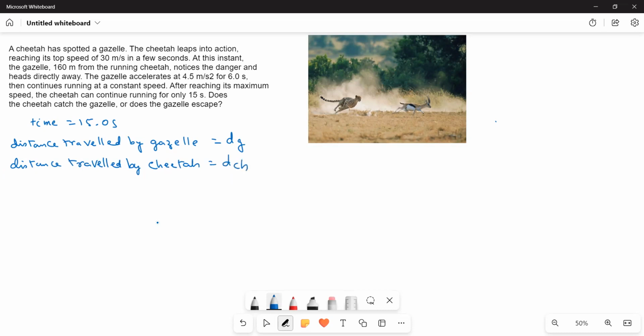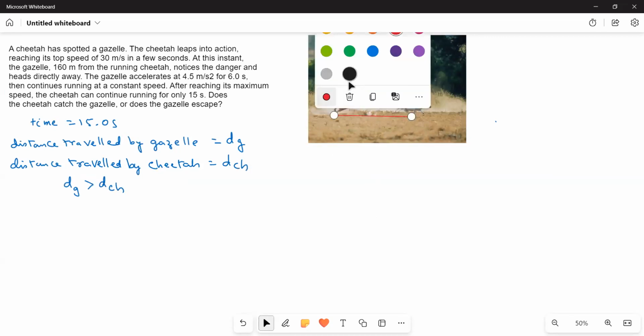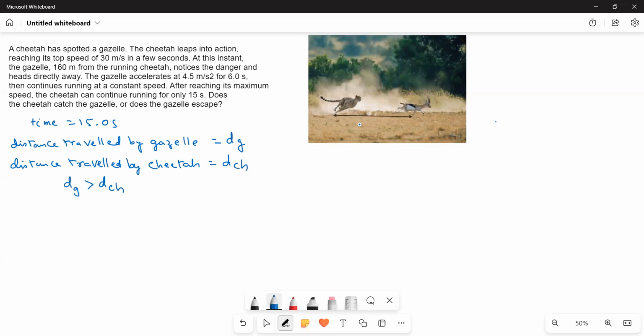Now what we have to find out: suppose if dg is greater than dch, that means the distance traveled by gazelle is greater than the distance traveled by cheetah, then it will escape. And one more thing you have to know, that the distance between these two, cheetah and gazelle, is 160 meters.